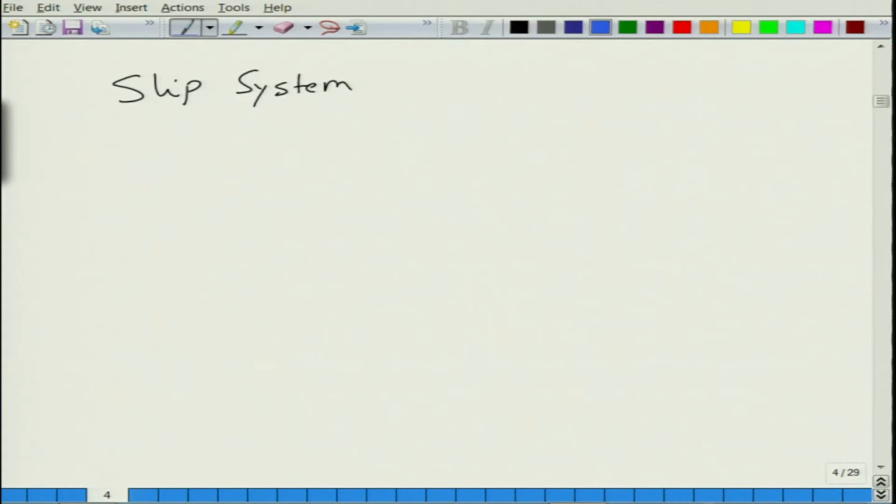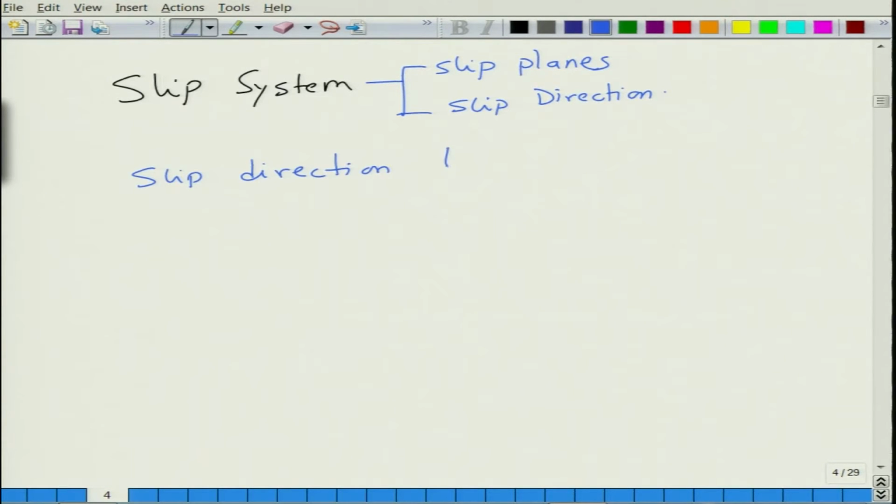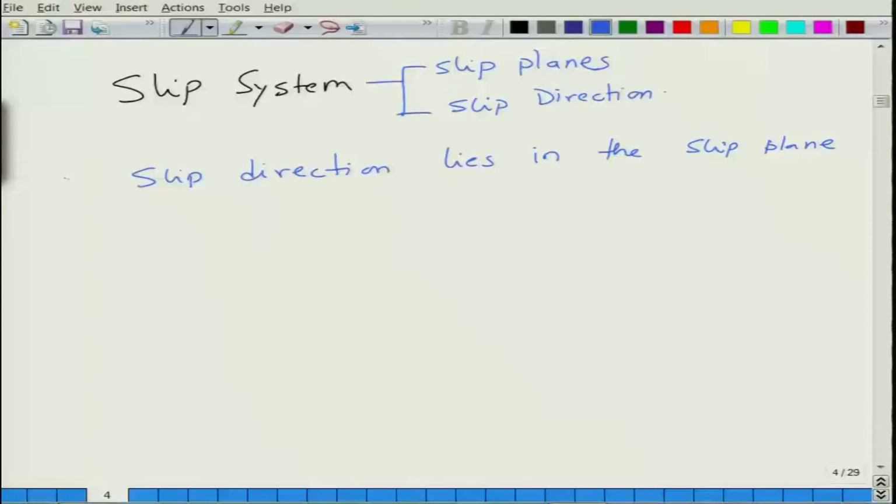A slip system contains a slip plane and a slip direction. So, a slip system is a combination of slip plane and slip direction. Naturally the slip direction lies in the slip plane. You cannot have one plane and another direction. The direction has to lie within the slip plane. So, this is the first condition.